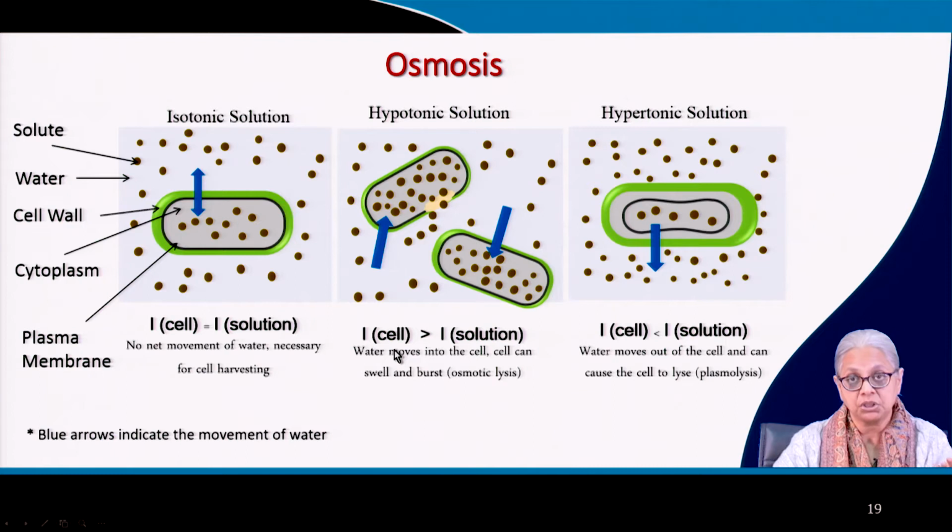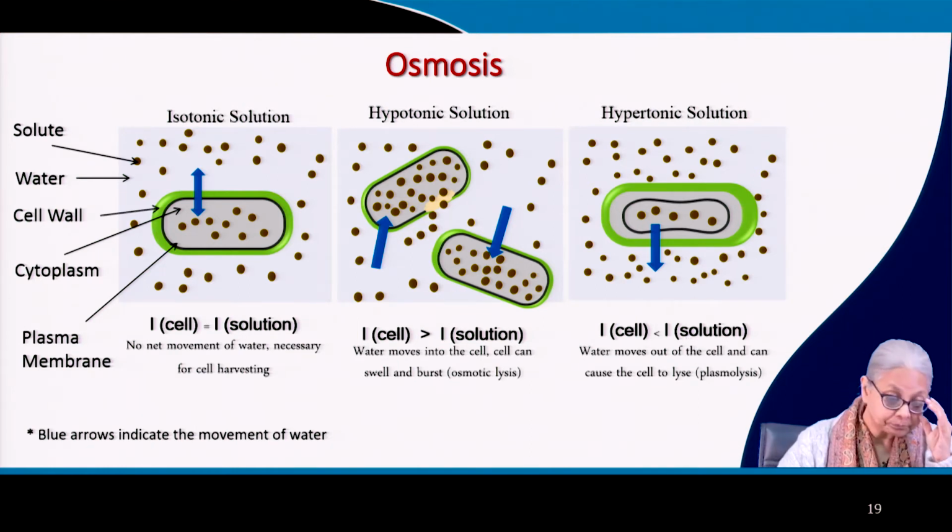You will have a situation where the ionic strength may be higher than the ionic strength of the solution, or you may have a situation where the ionic strength of the cell, the cytoplasmic solution or the cytosol, is less than the ionic strength of the solution. So we'll take a look at all three scenarios.